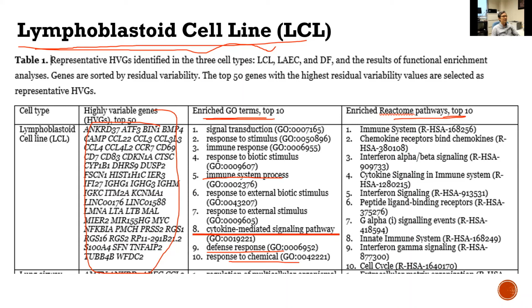So this tells you that highly variable genes really carry the essential function which reflects the basic function of the cells in which the highly variable genes were identified.